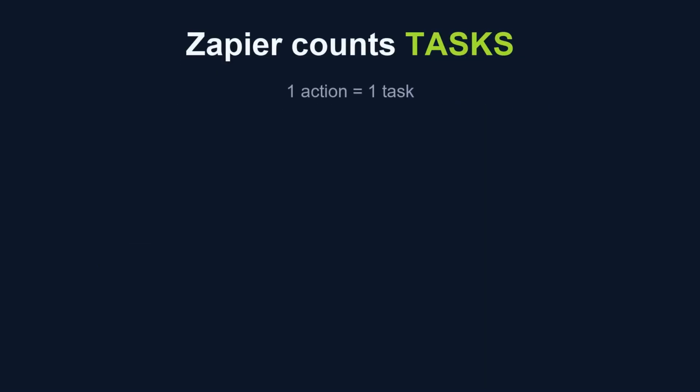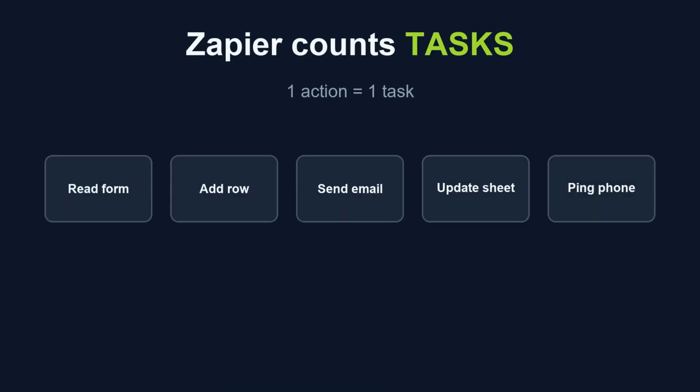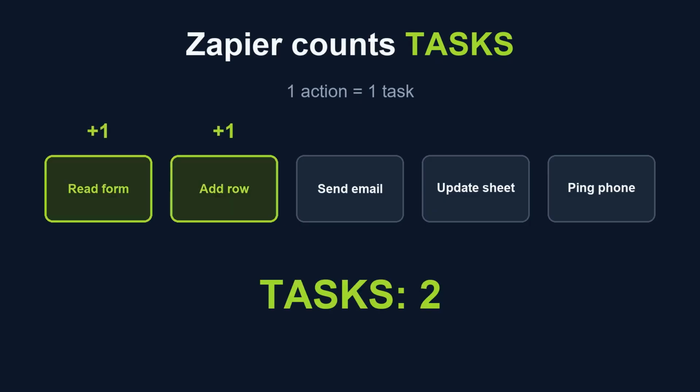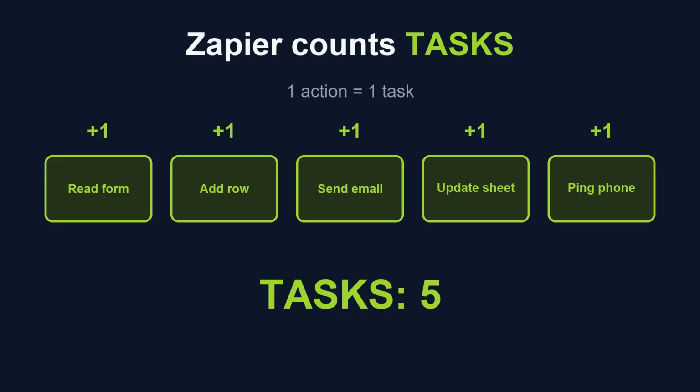Zapier counts tasks. A task is one action step inside your automation. Remember the dominoes from our last video? Say your workflow has 5 dominoes: read a form, add a row, send an email, update a spreadsheet, ping your phone. Every time that workflow runs, Zapier counts 5 tasks. 5 dominoes, 5 tasks, every single run.